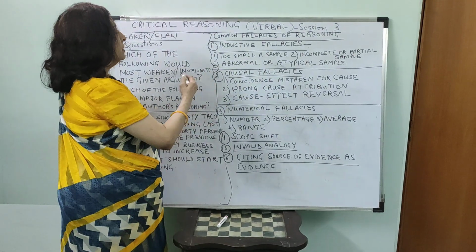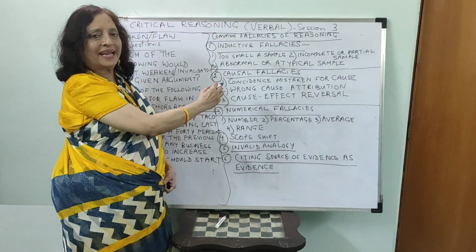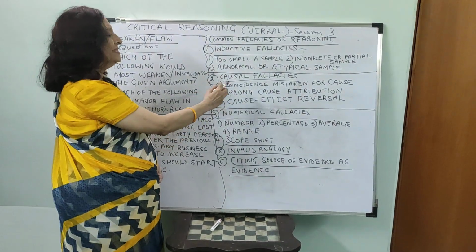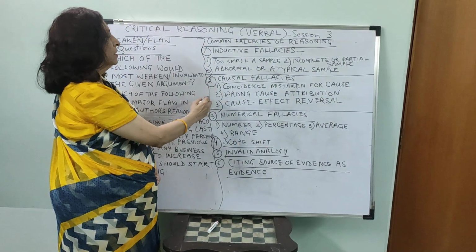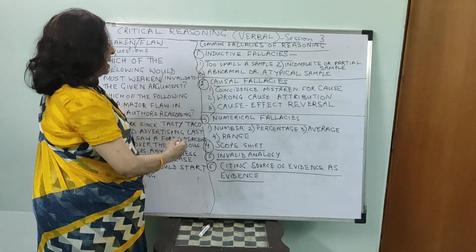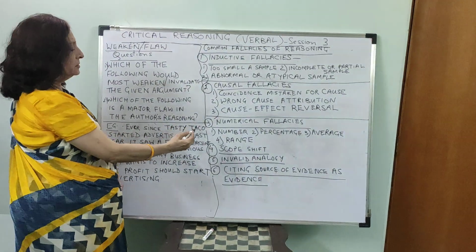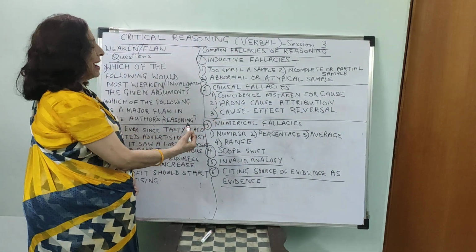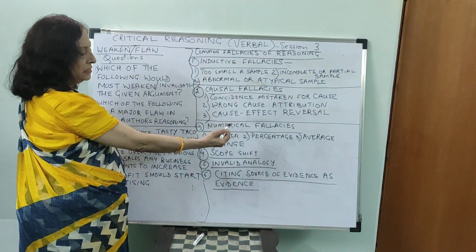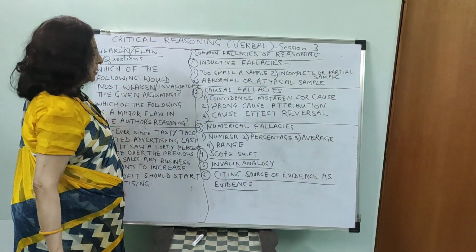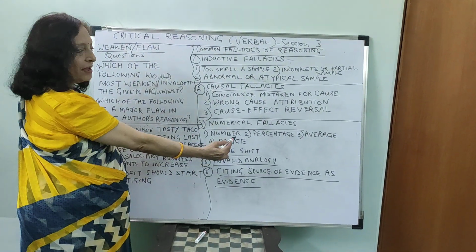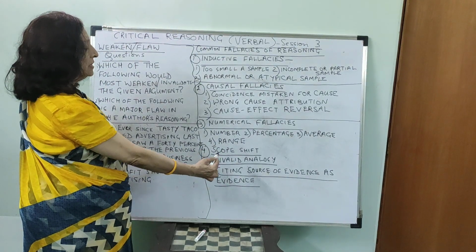Causal fallacies, be careful, this is not casual, this is causal, cause and effect fallacies. Coincidence mistaken for cause, wrong cause attribution, cause effect reversal. And the third bunch of fallacies is numerical fallacies, and these fallacies relate to the terms number, percentage, average and range. Then we come to the fourth one, which is called scope shift. Fifth is invalid analogy, and sixth is citing source of evidence as evidence.